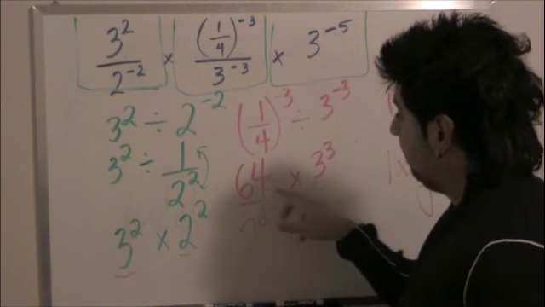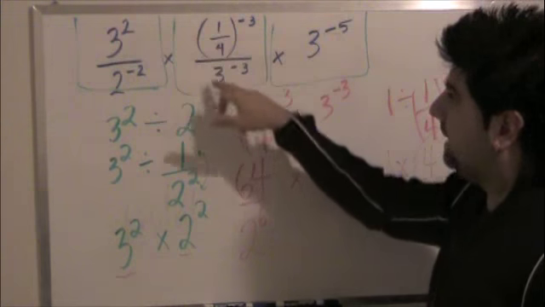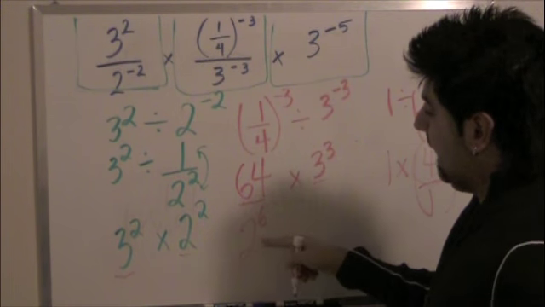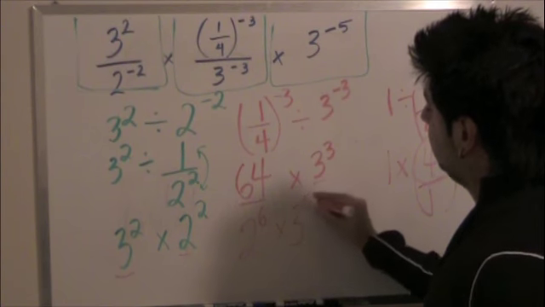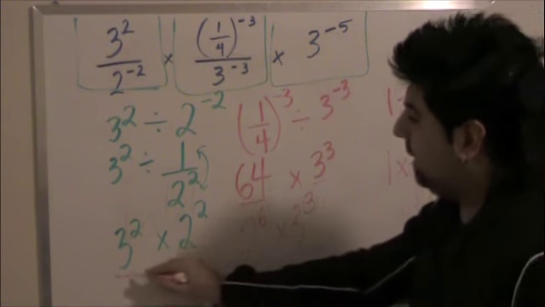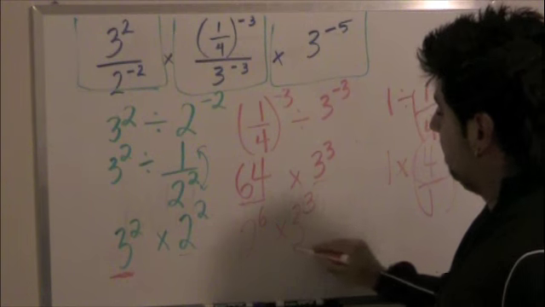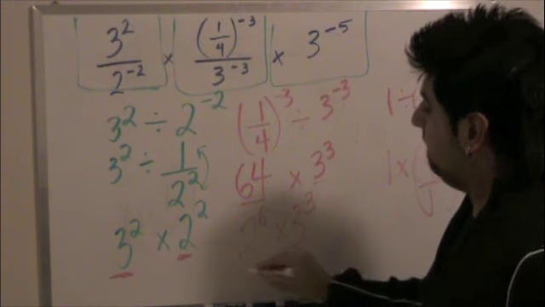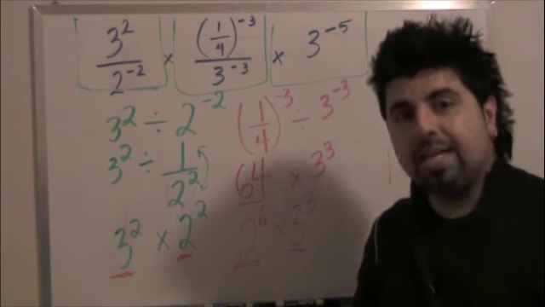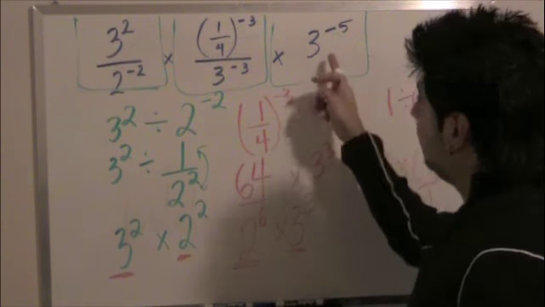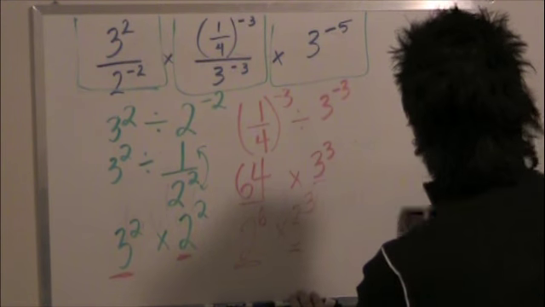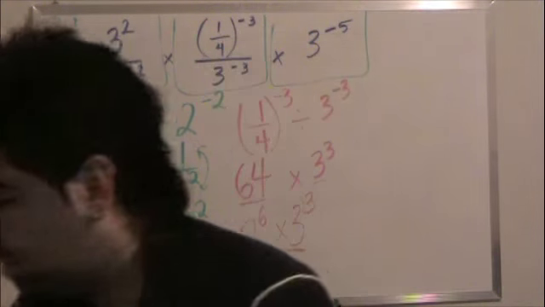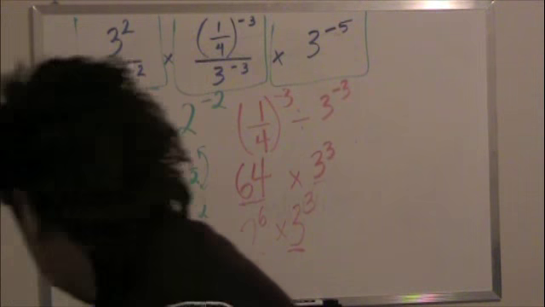So instead of 64 times 3 to the power of 3 to give me this middle part, I have 2 to the power of 6 times 3 to the power of 3. So now I have 3 as my base, 3 as my base, 2 as my base, 2 as my base. And now I'm just left with my last part. So let me just get rid of this here. And we are going to answer this last part.